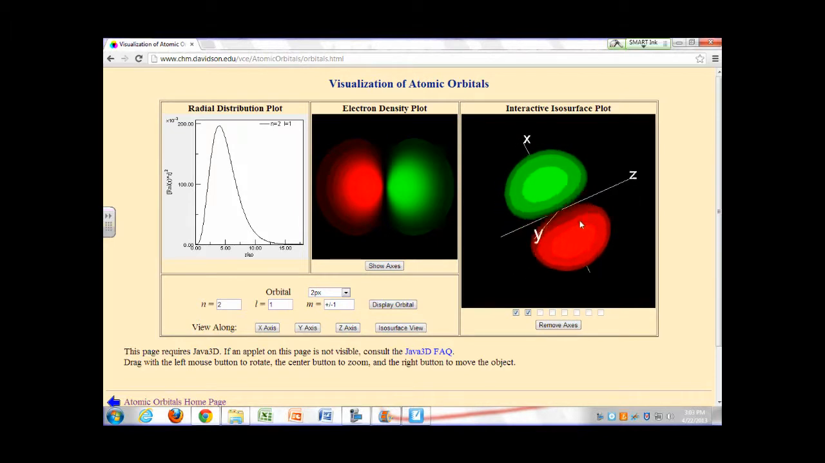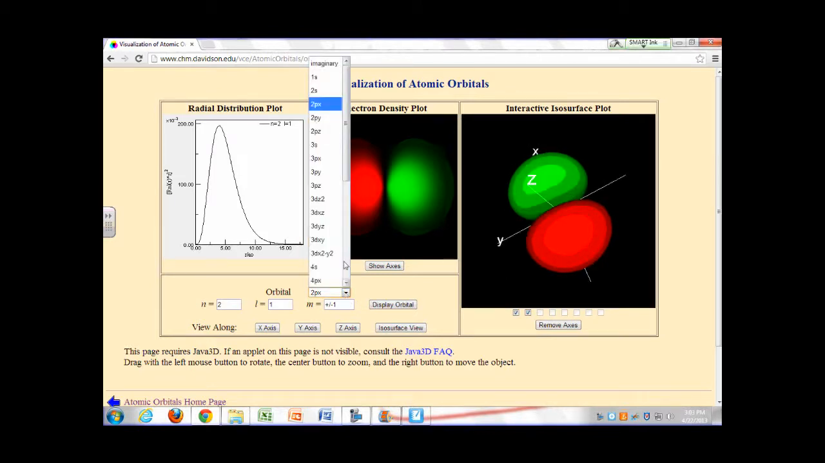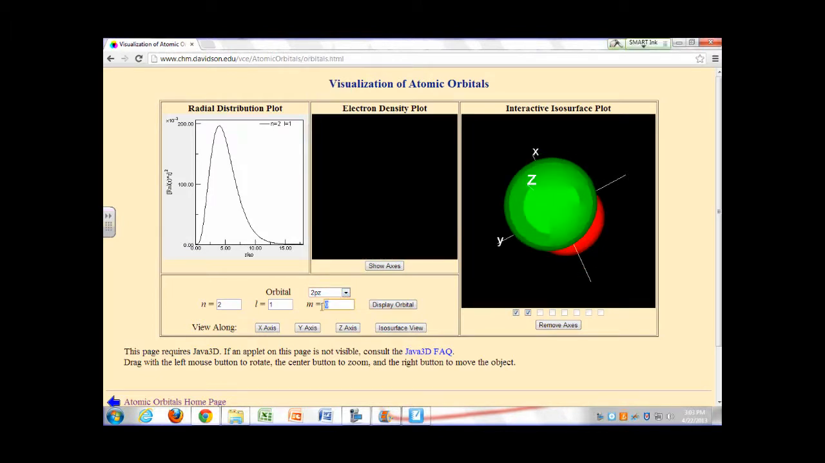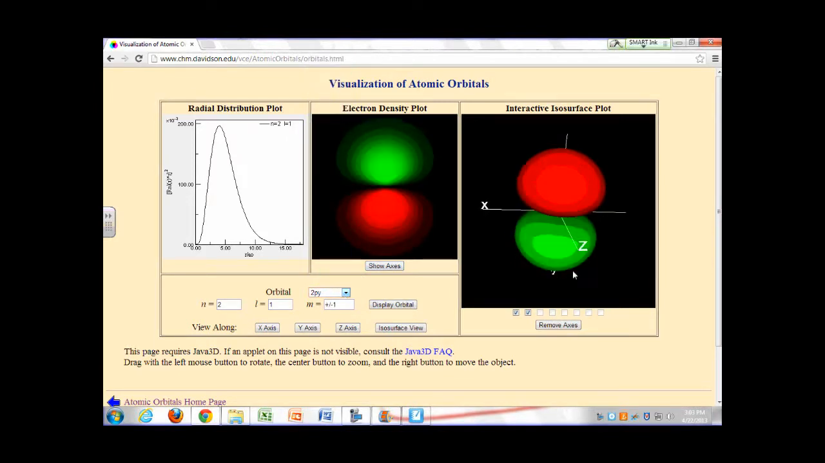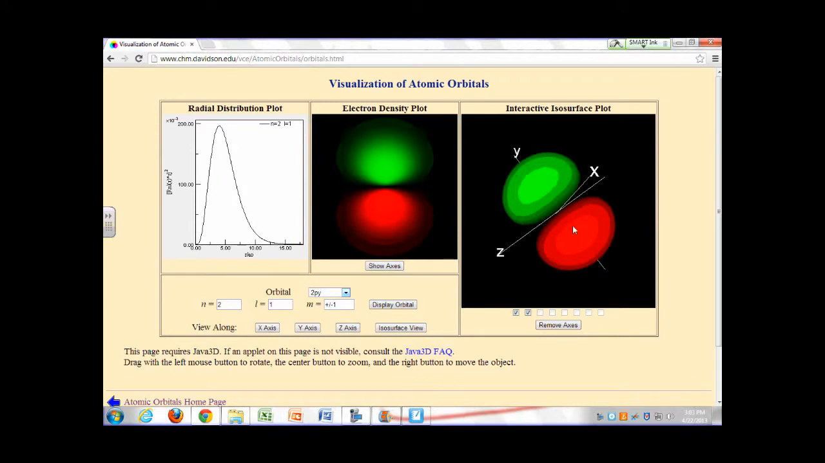Okay, so if you look at the 3D representation here of the boundary surface, you can see your lobes are directed towards the opposite sides of the x-axis. Whereas if you have 2pz, then you see here it says that m is equal to 0. You'll notice that the lobes of your p orbital are directed towards the positive z and the negative z axis. Now 2py, you'll see the lobes are directed towards the positive y-axis and the negative y-axis. So combinations of m values of plus 1 and negative 1 lead to 2px and 2py.